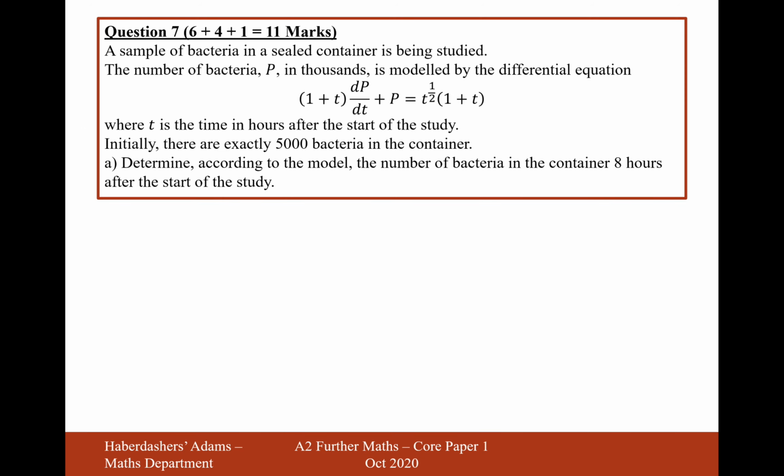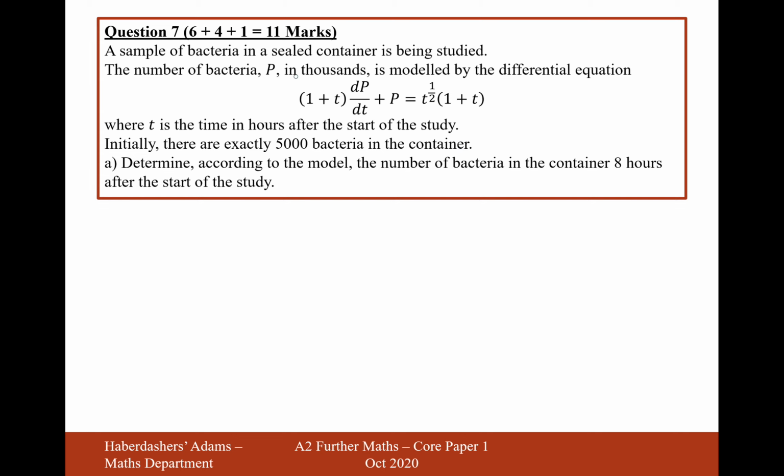Here we're looking at question 7. A sample of bacteria in a sealed container is being studied. The number of bacteria P in thousands is modelled by the differential equation (1 + t) dP/dt + P = t^(1/2)(1 + t), where t is the time in hours after the start of the study. Initially, there are exactly 5,000 bacteria in the container.